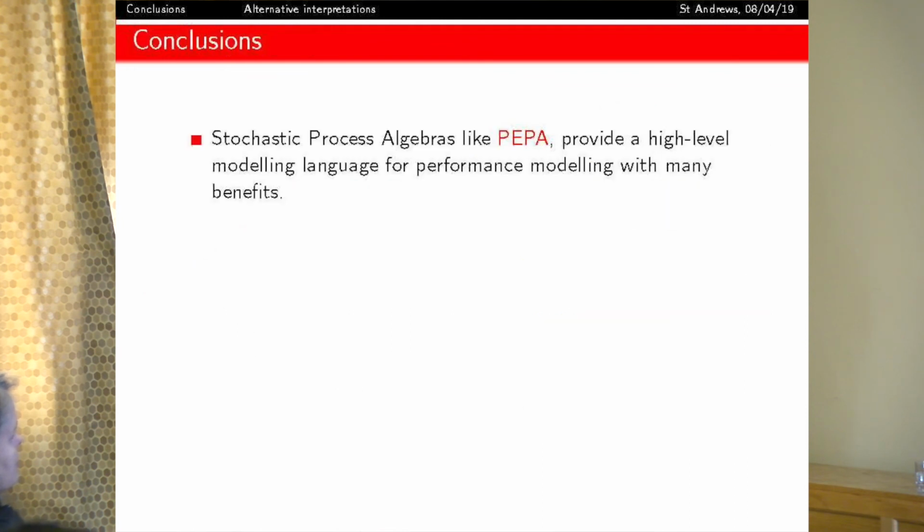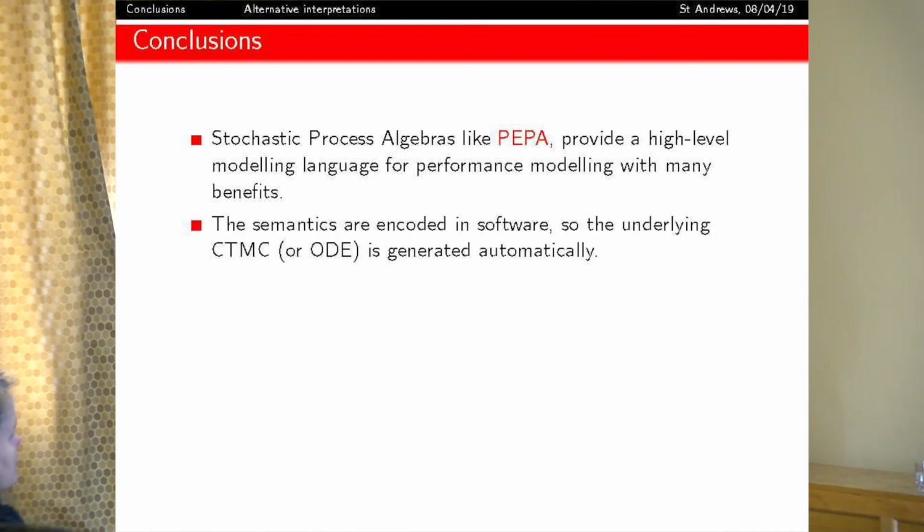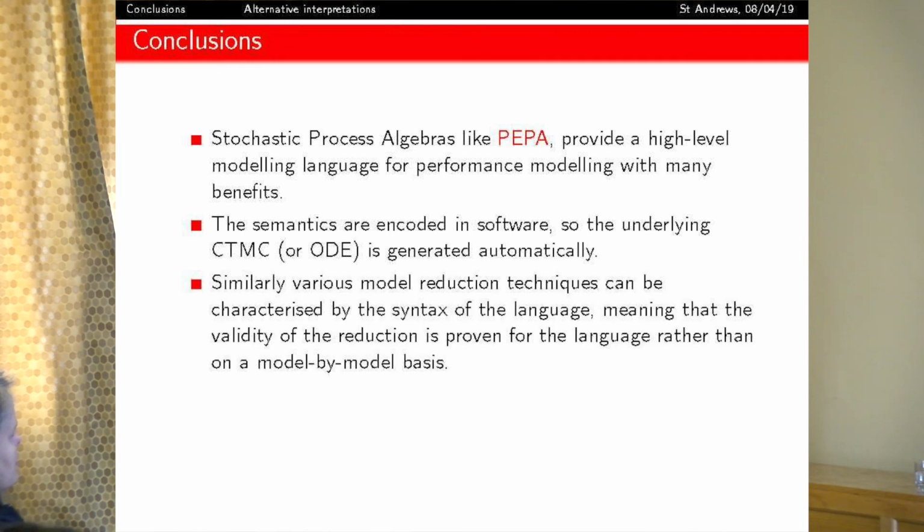So stochastic process algebras, I hope I've convinced you, are a useful high-level language for performance modelling, and they have many benefits. The semantics are encoded in the software, and so you just have to describe your model, and because it's all formally defined, your mathematics just gets done automatically, which is very helpful to people. Nobody really wants to build a 10 million state Markov generator matrix.